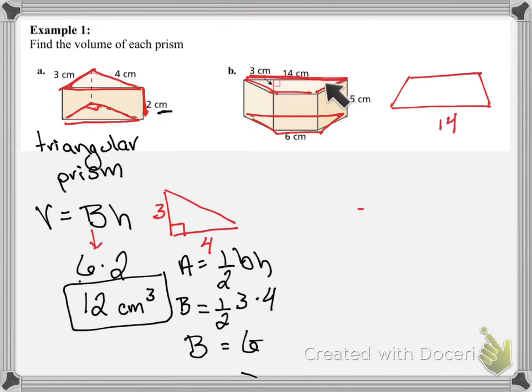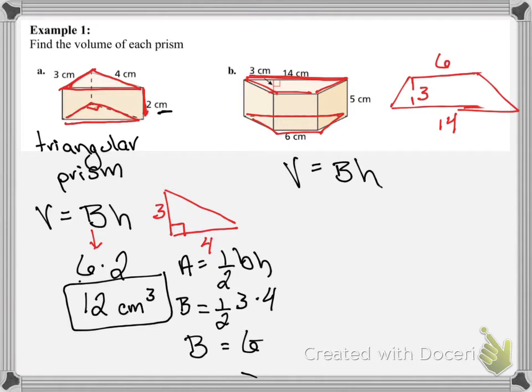Okay, so we know this long side here is 14. So this long side is 14. We know this little piece, they give it down here, is 6. So I know this piece is 6. And then this little distance, that would be the height. This distance right here is 3. Okay, so there's my trapezoid. Let's fix this side a little bit. There's my trapezoid. To find the volume, big B times h, this is a trapezoidal prism.